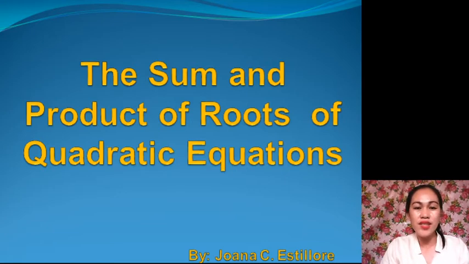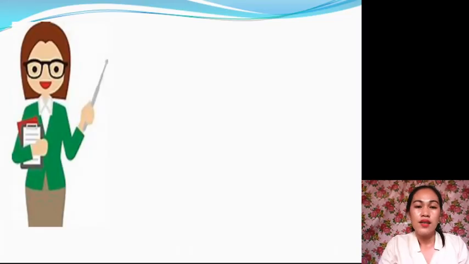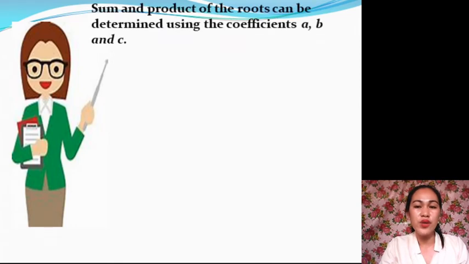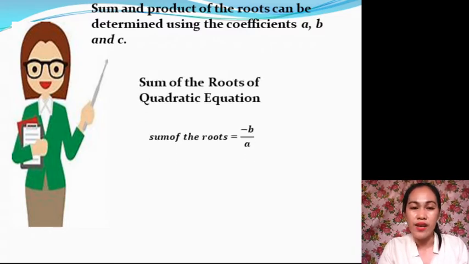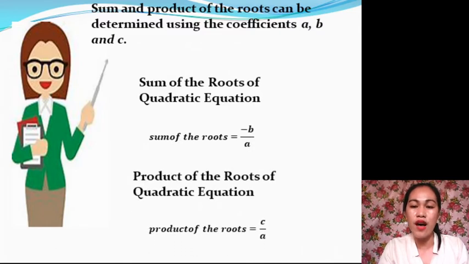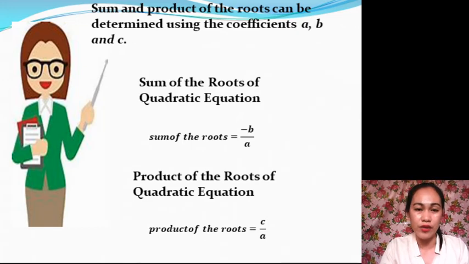To determine the sum of the roots of quadratic equation, we add the two roots. And to determine the product of the roots of quadratic equations, we multiply the two roots. But the sum and product of the roots can be determined using the coefficients a, b, and c. For the sum of the roots, we have the formula negative b over a. For the product of the roots, we have the formula c over a.